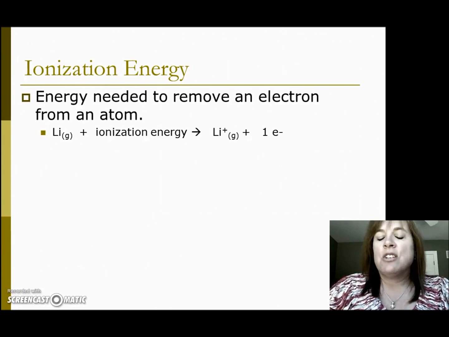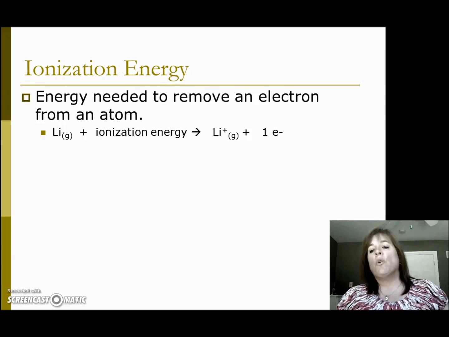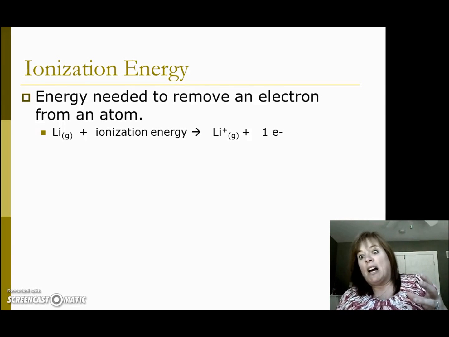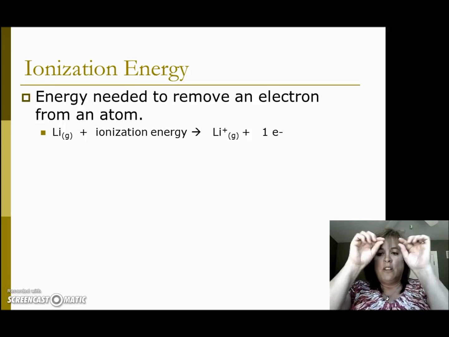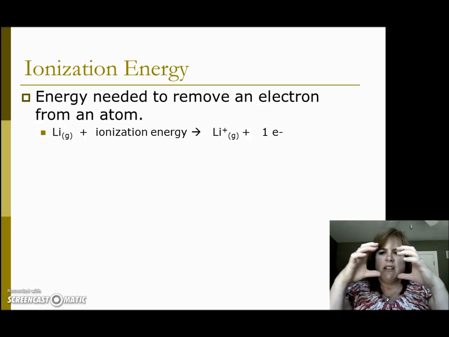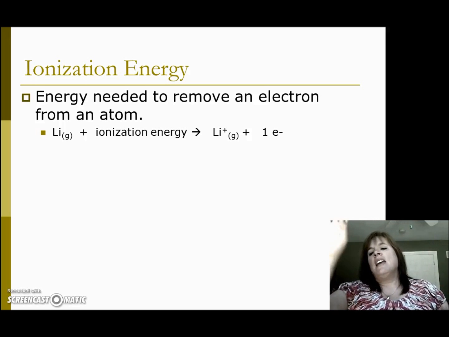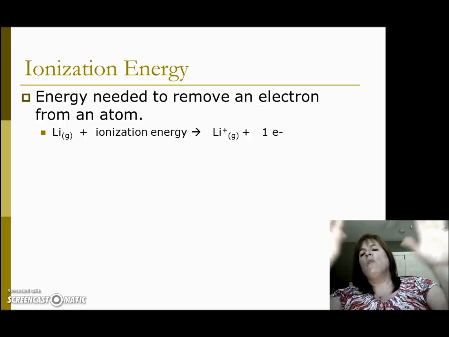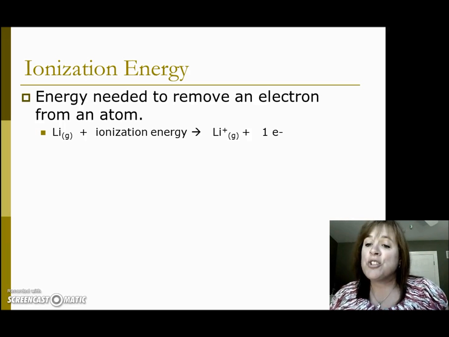Let's talk about ionization energy. Ionization energy is the energy needed to remove an electron from an atom. They don't just go away. You actually have to kind of rip them out. Lithium loses an electron to become +1 because it's got just 1 in that outer shell, and having a full outer shell is more stable. But it doesn't just say, go ahead, take that electron, I don't want him. You actually have to pull him out, and that takes some energy.